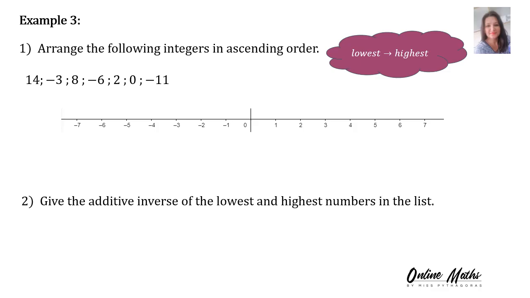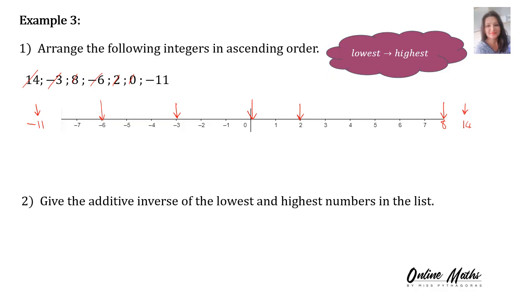So the number 14 will be round about there somewhere. And then once you added it on your number line, you cross it out. -3, there is -3. 8 will be there. -6, there is -6. 2, there is 2. 0 in the middle. -11, so -11 will be somewhere there.